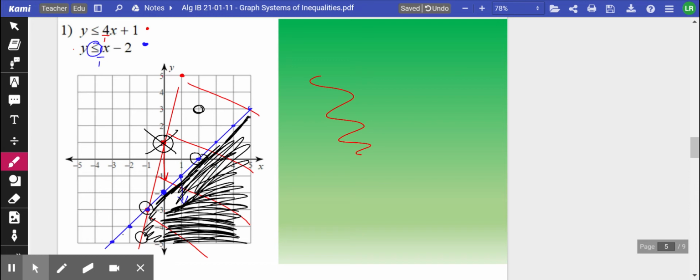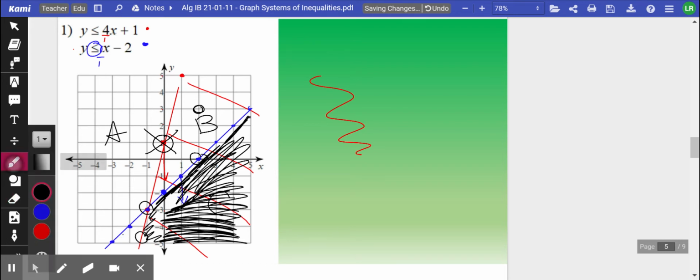Guys, if you shade, there's 4 different regions here on this particular one, right? There's A, B, C, and this little one, D. If you shade more than one of those little regions, you got it wrong. It only can be one of them. It can only be how many? One of them. That's it.